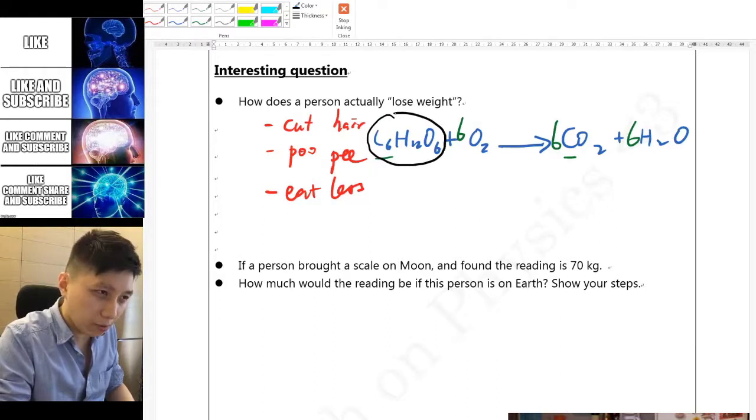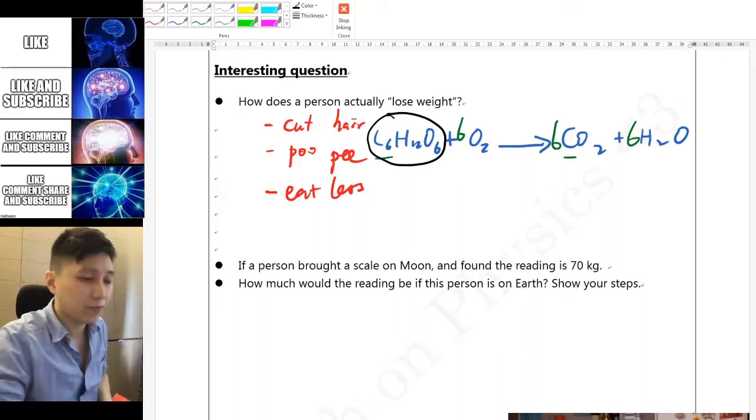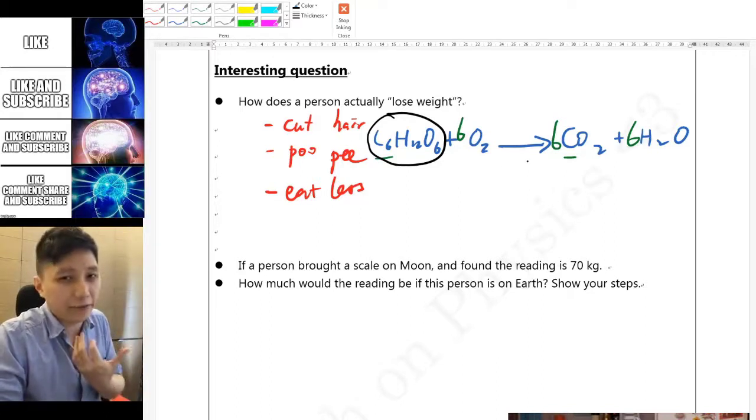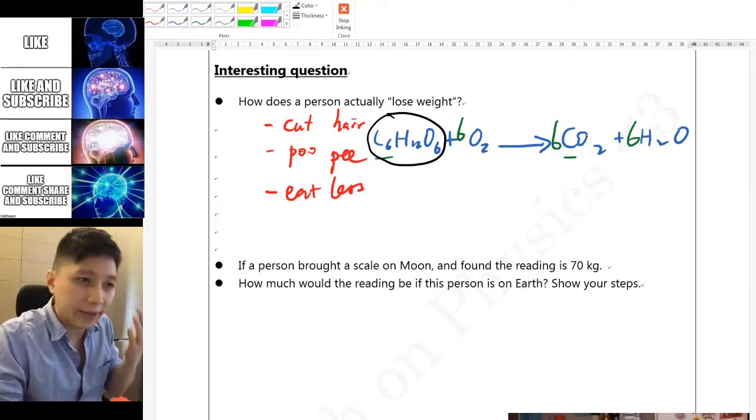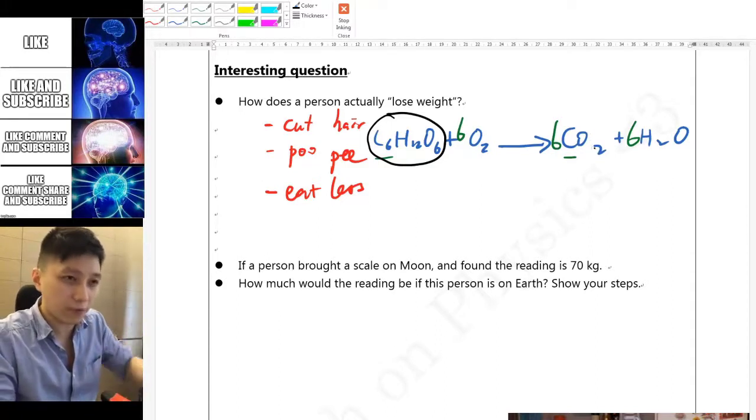This is what you have in your body. Starch is what you have in your body, so that will be part of your mass. Oxygen you intake from the atmosphere, so it doesn't count. And then for CO2, when you breathe out, it's gone, right? It's out of your body.